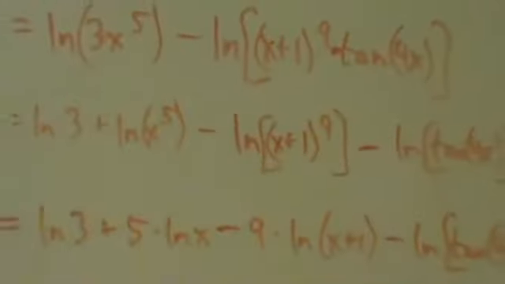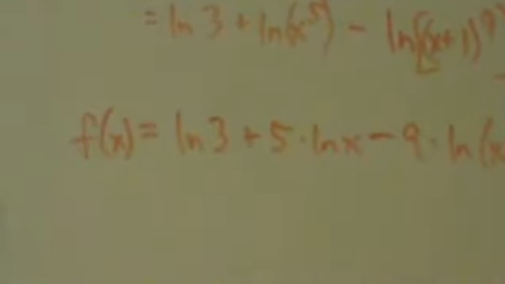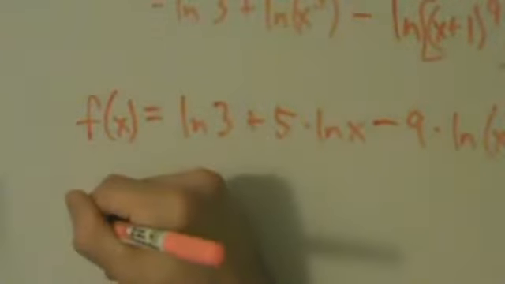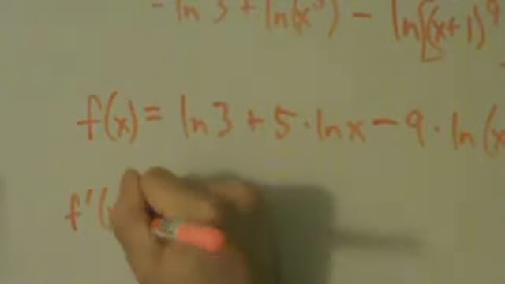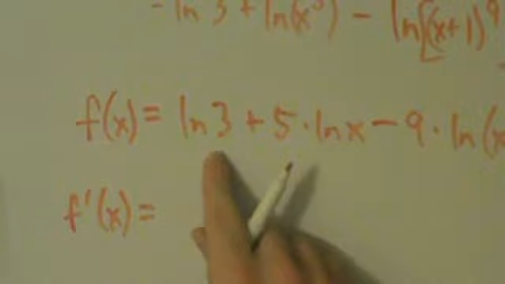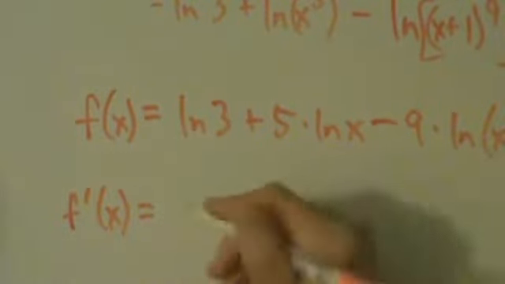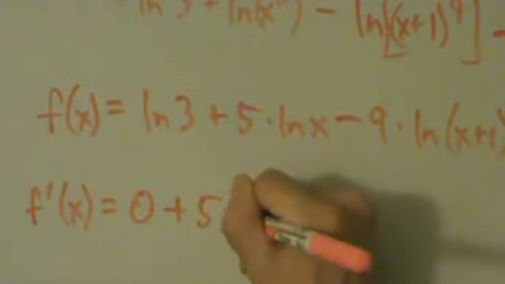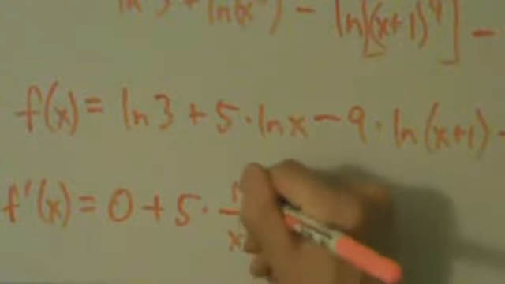So let's go ahead and do the derivative of that. If f of x is this stuff here, then f prime of x is what? Well, ln 3, that's just a constant, right? So the derivative of that is 0. So that's good. Now what happens over here? Plus 5 times what? Derivative of natural log of x is 1 over x.